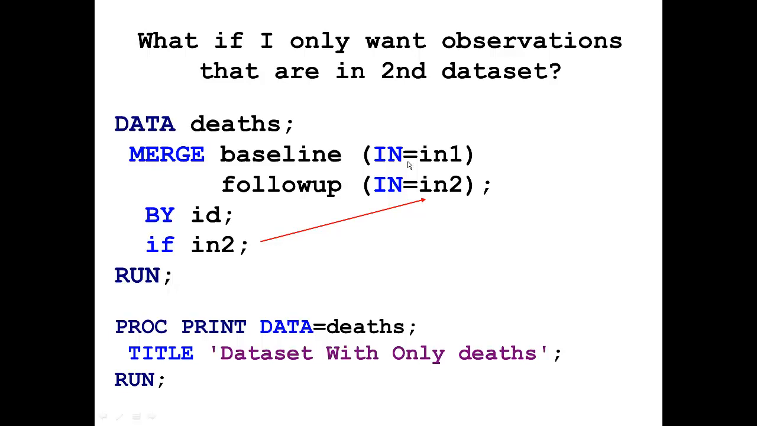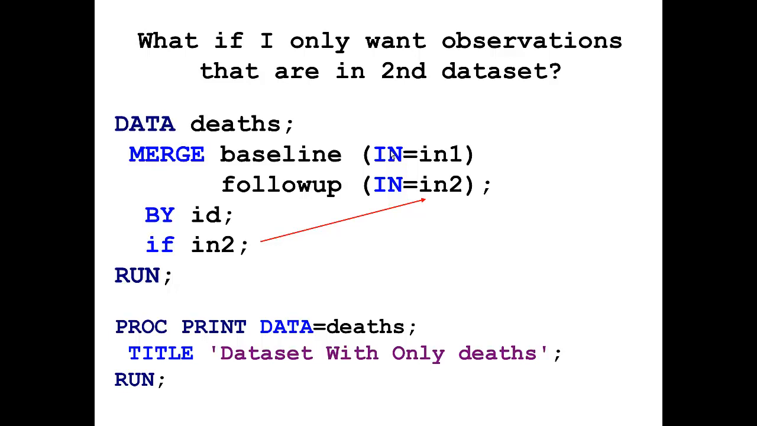The way we're going to do that is by using a contributor variable that's called IN equals. And what it does is it gives us control over which observations are added to the merged dataset. Basically, in1 is going to equal 1 if that dataset, the baseline dataset, has made a contribution to the current observation. And what I mean by a contribution is it has a non-missing value for the by variable.